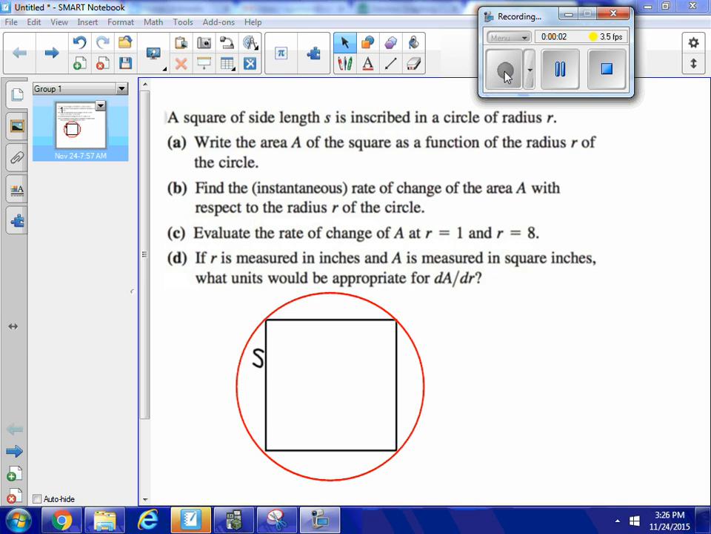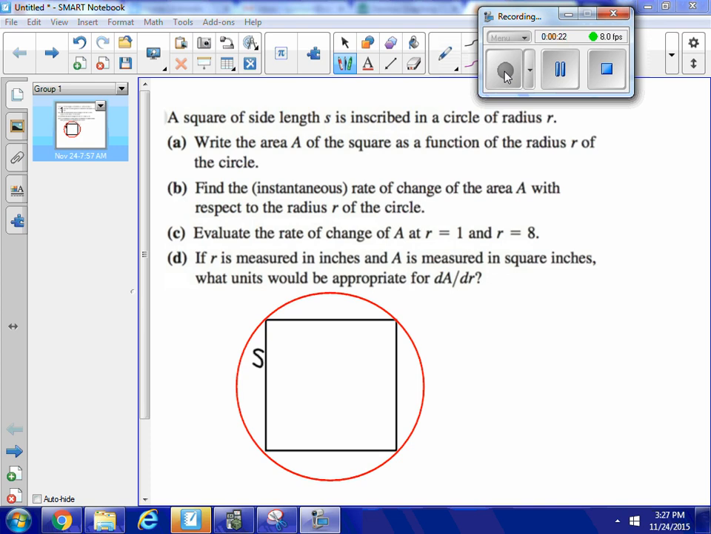A square of side length S, which is the black square in the circle, is inscribed in a circle of radius r. Write the first part: write the area of the square as a function of the radius r of the circle.